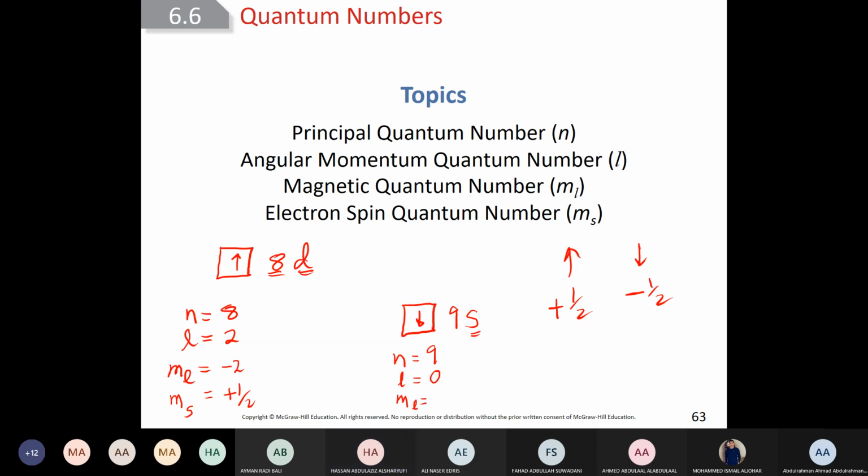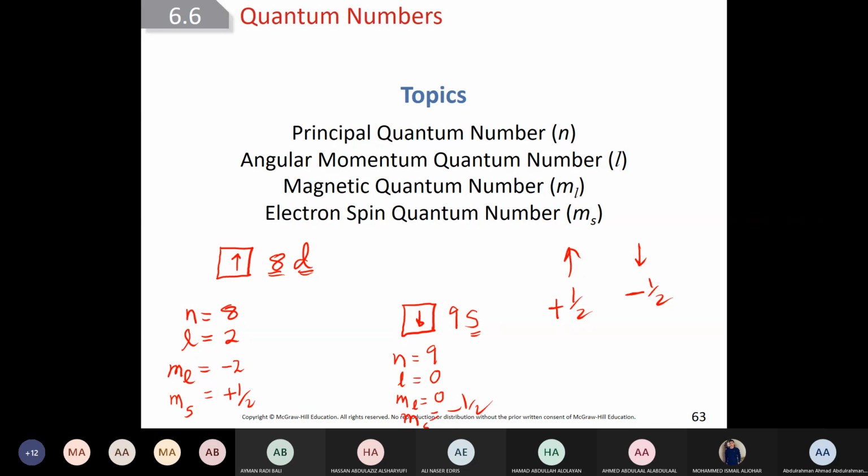0. Do we have any other choice? No, only 0, because it's one orbital. All right. And then when I say MS, what's MS? Minus half. So I can tell what are the 4 quantum numbers for this electron.